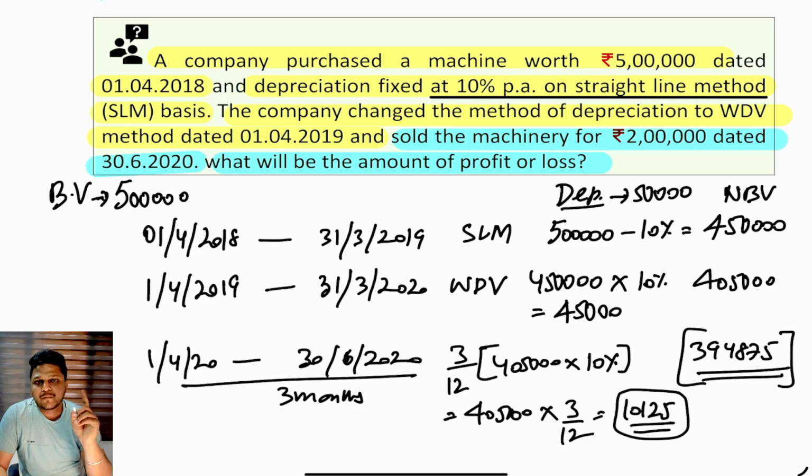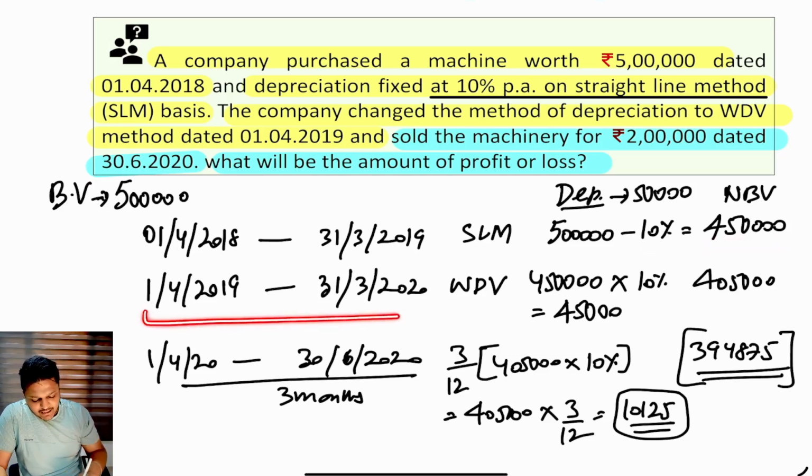Is that clear? Are these particular points clear to you? Let me just recall the same points for you. The company purchased the machinery at rupees 5 lakh. No salvage value is given. Depreciation percentage is given as 10%. Now I'm going to consider the different accounting periods only, right? That is from 1st of April 2018 to 31st of March 2019, the SLM method was used. I used 10% as the depreciation percentage and calculated the net book value, right?